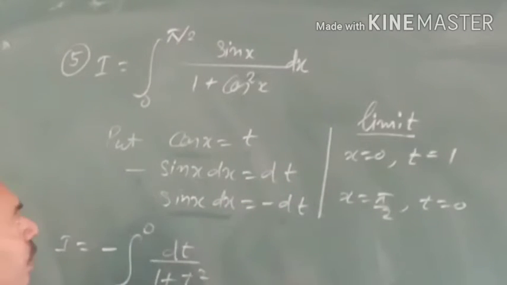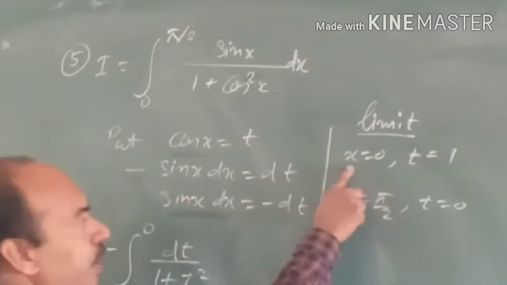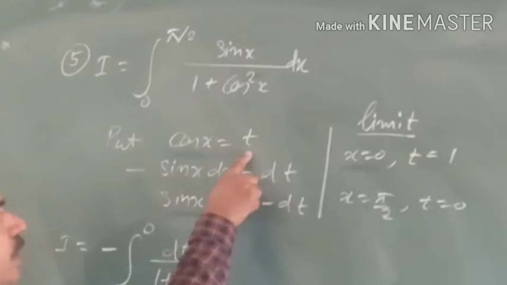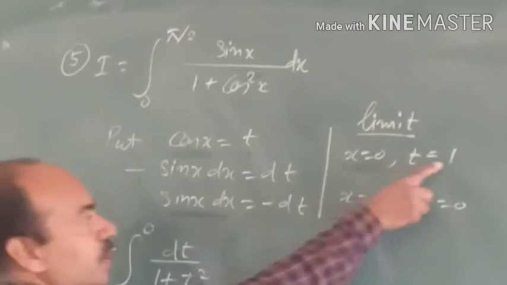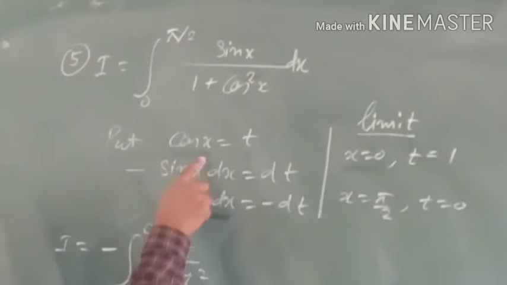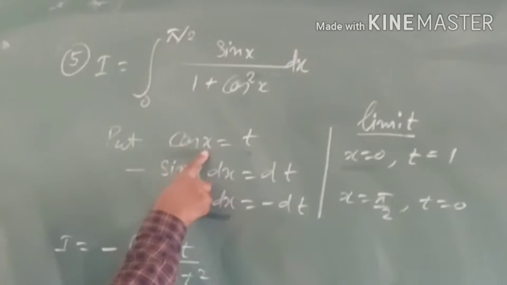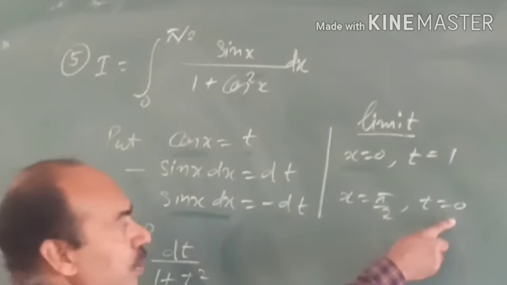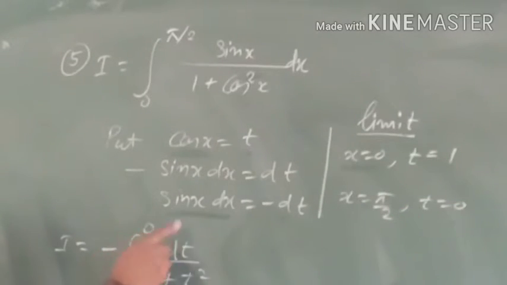Now change the limit also. Here the limit is 0 to pi by 2. If x is equal to 0, then find the value of t. When you put 0 here, cos 0 is 1, so t is equal to 1. And second, if x is equal to pi by 2, cos pi by 2 means cos 90, which is 0. So our new limit is 1 to 0.